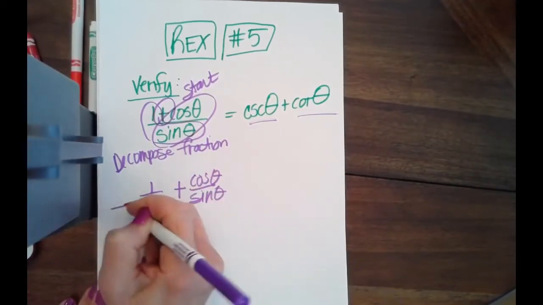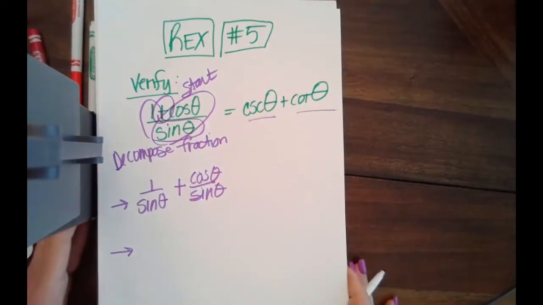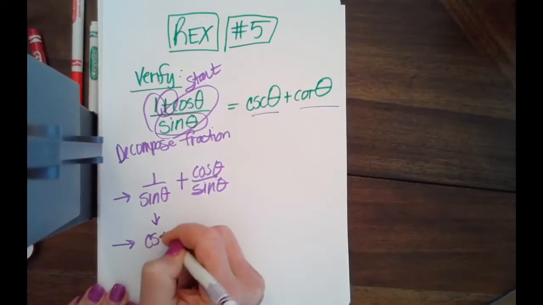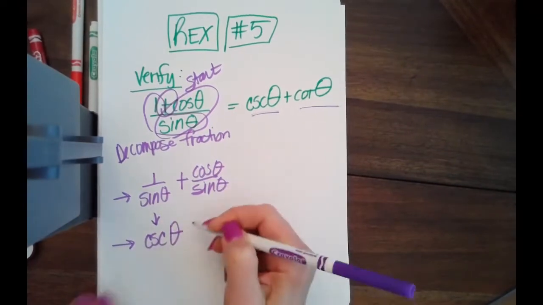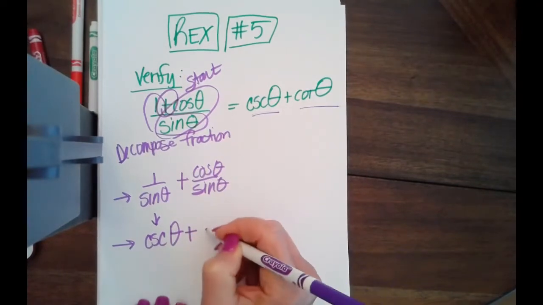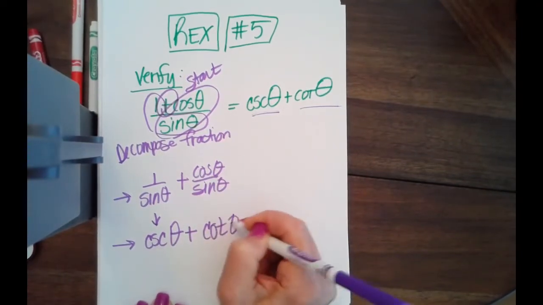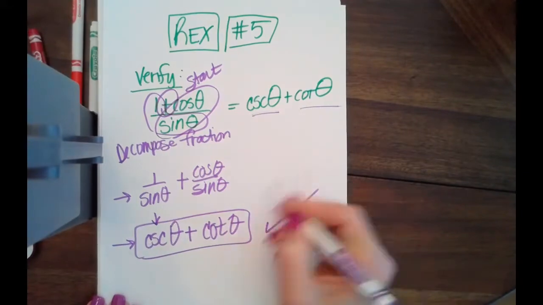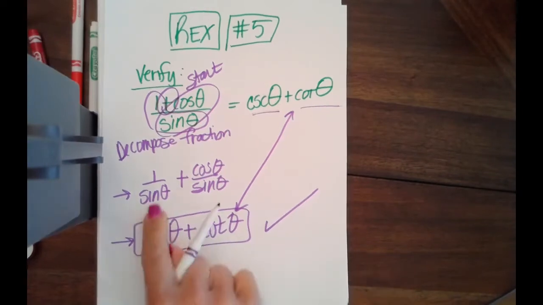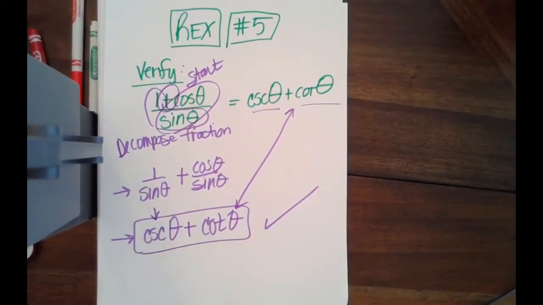Well, lo and behold, the reciprocal identities tell us that 1 over sine theta is the same thing as cosecant of theta, and we know that our quotient identities tell us that cosine of theta divided by sine of theta is the same thing as the cotangent of theta. So there you did. You verified it. And that was only really, truly one step, and then you rewrote it. So that one is pretty simple. And that was a fun one, because the simple ones are kind of fun.